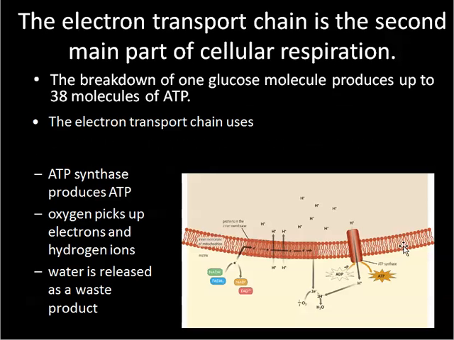And finally, we get all our ATP because ATP synthase will produce it. Oxygen, as I said earlier, will pick up the electrons and the hydrogen ions, which is going to result in water being released as a waste product.